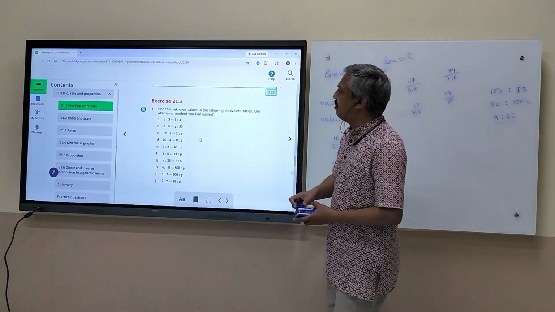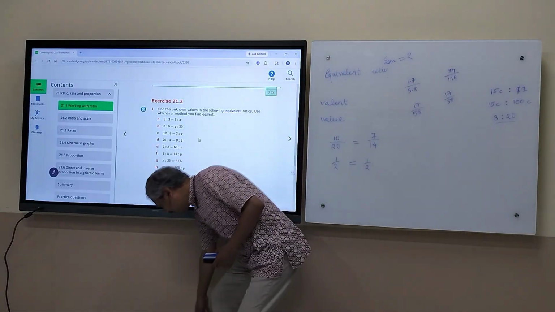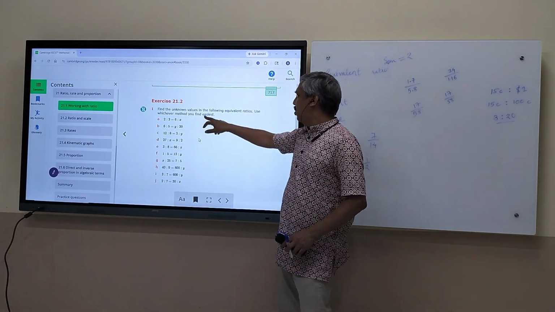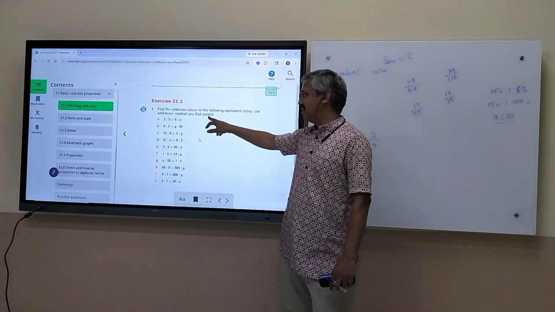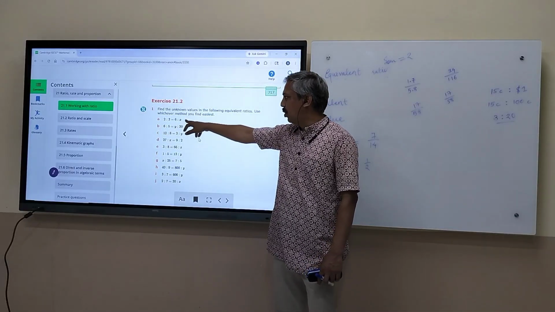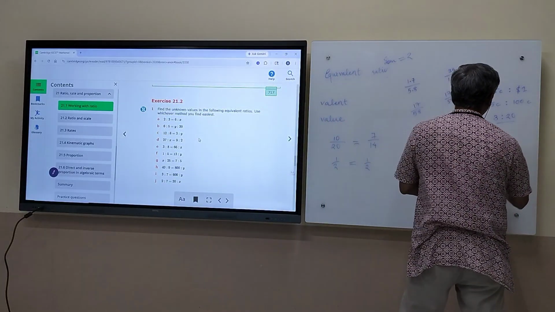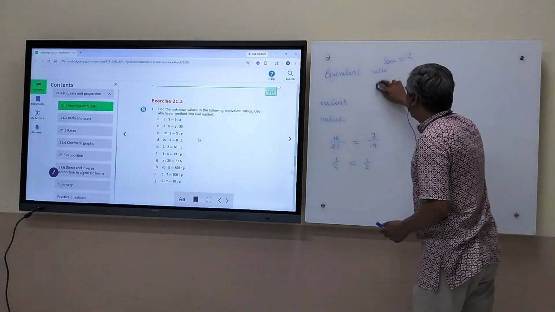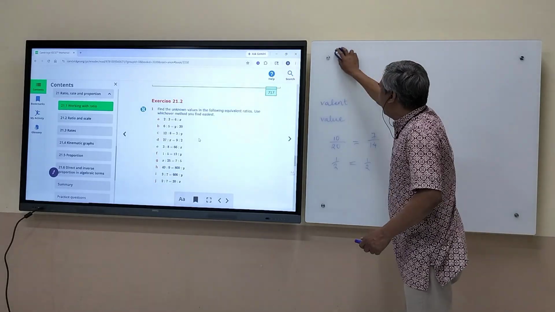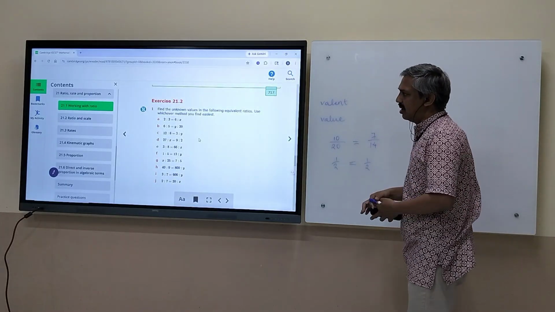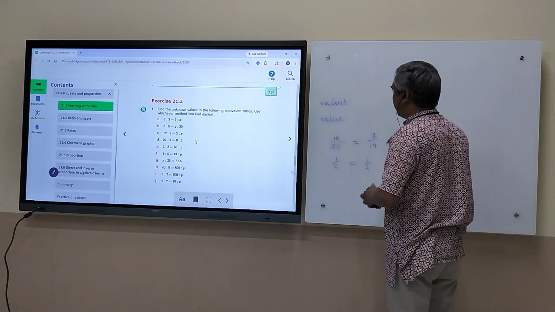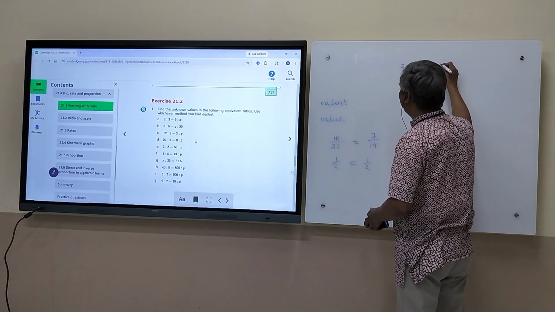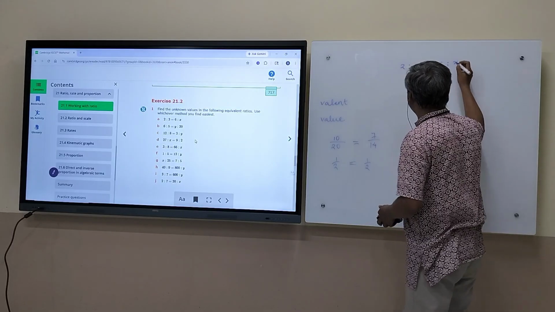Find the unknown value in the following equivalent ratios. Use whichever method you find easiest. These ratios are given to be equivalent, and we are asked to find the unknown value. It is not difficult, but let's see. Let's solve. The first ratio is 2:3, and the second ratio is 6:x.